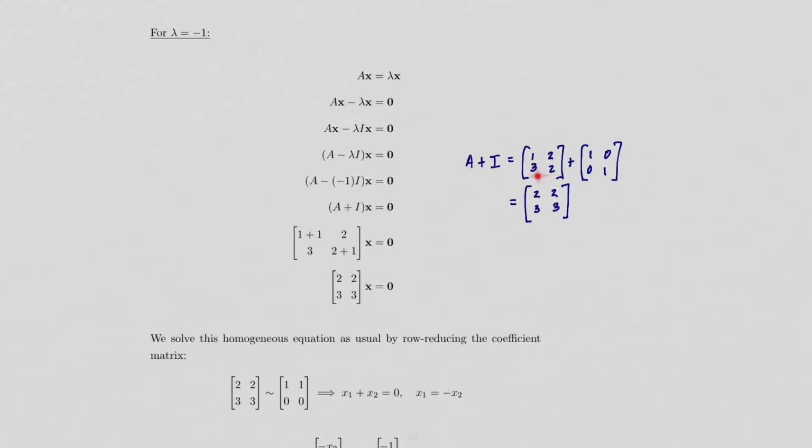So A plus I, again, I skipped that step, but we could write that out to make it really clear. So here's A plus I, add term by term. There's A plus I times x equals 0. And we solve this the standard way by row reducing the coefficient matrix. Here's our coefficient matrix. It row reduces like this.